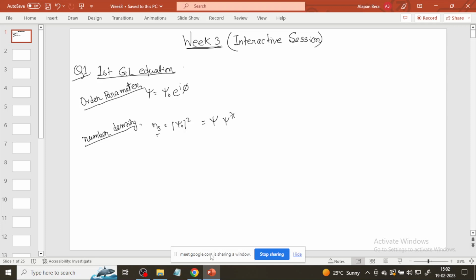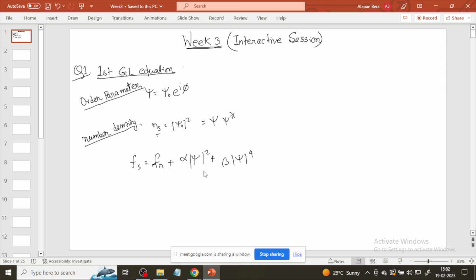Okay, so let's start with this order parameter of superconductivity, and so that is psi. And let's consider this Ginzburg-Landau free energy density, which is given by Fs, that is equal to this normal state free energy density plus some alpha into mod psi squared, plus some beta into mod psi to the power 4.